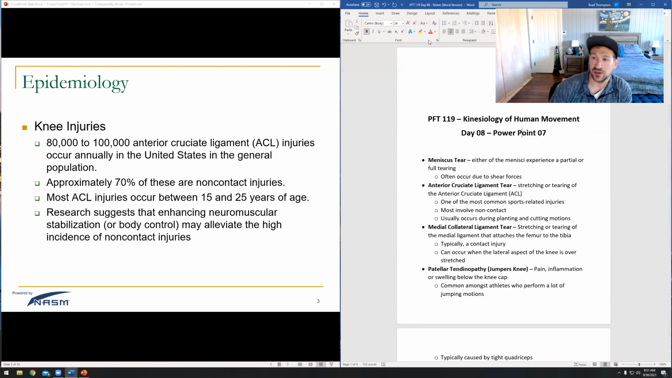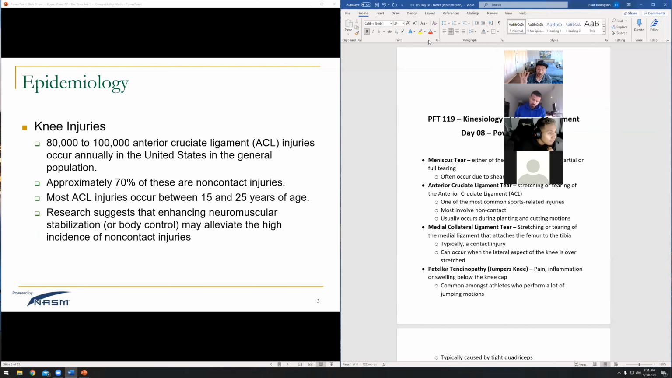So there's a bunch of knee injuries out there. We see about 80 to 100,000 ACL injuries. That's just ACL, by the way. There are 4 main ligaments in your knee. And of them, there's like 100,000 ACL tears every year. And 70% of them are non-contact. Okay, so here's my take on non-contact injuries.